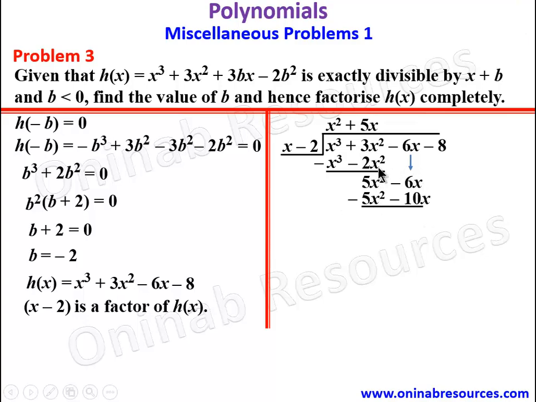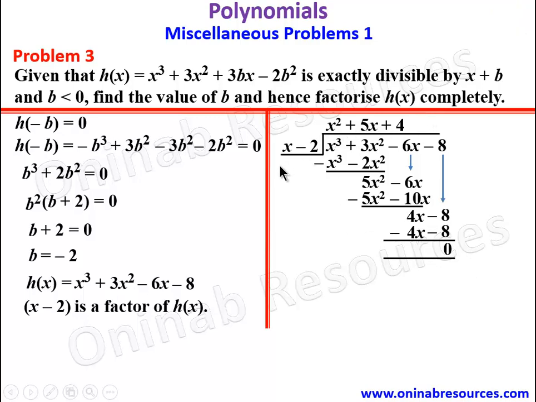In our subtraction, this one is gone. This is going to give us 4x. We bring down the negative 8. 4x divided by x gives 4. So 4 times x gives 4x. 4 times negative 2 gives negative 8. When we subtract, we get 0.